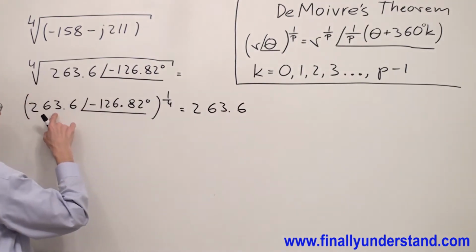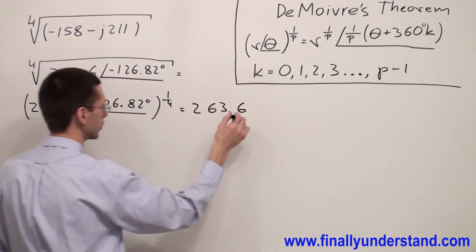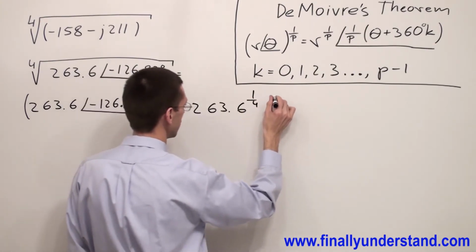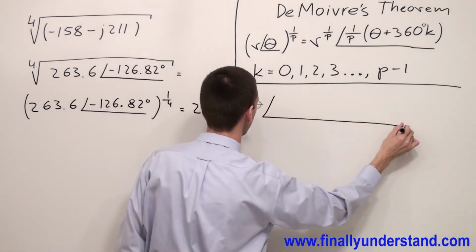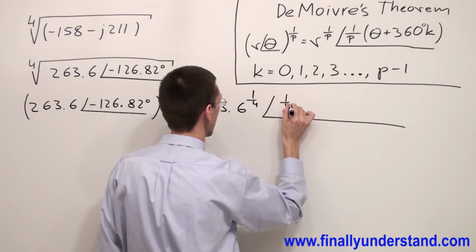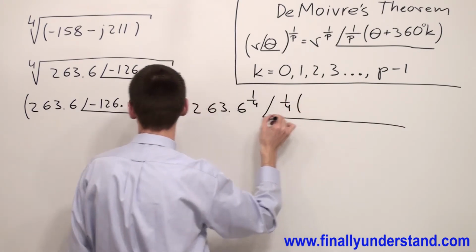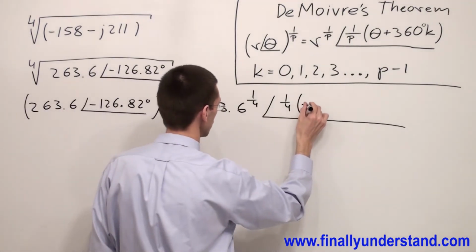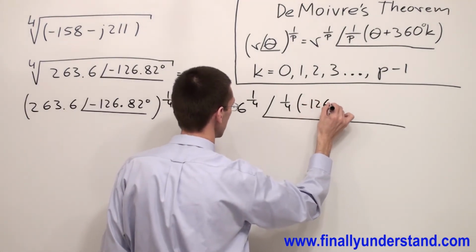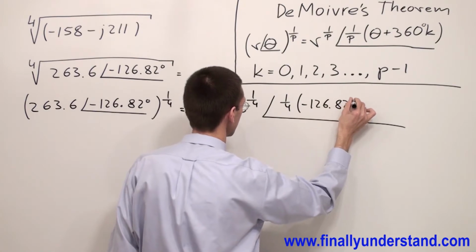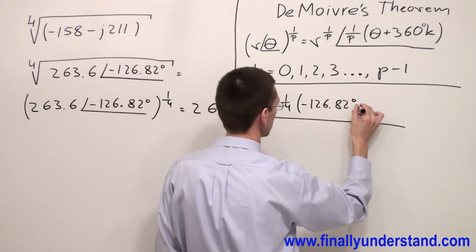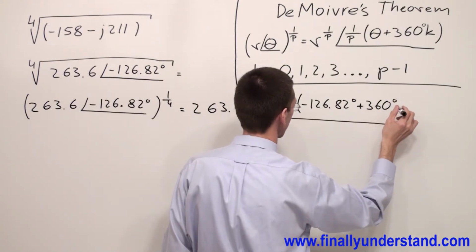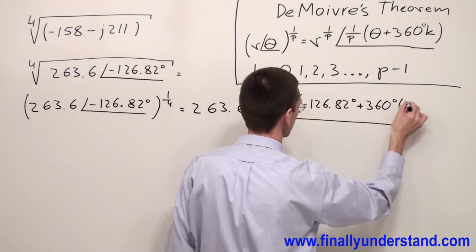263.6, the magnitude, raised to power 1/4, and I have angle 1/4, open parenthesis, my angle theta negative 126.82 degrees, plus 360 degrees times 0.